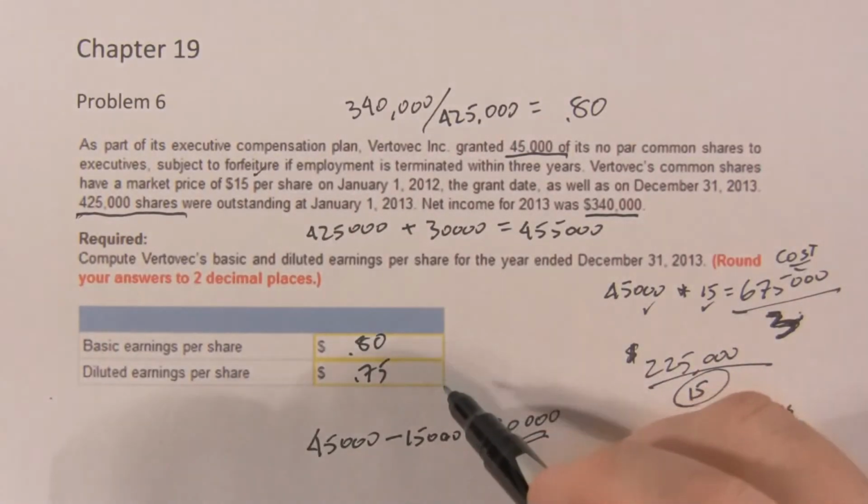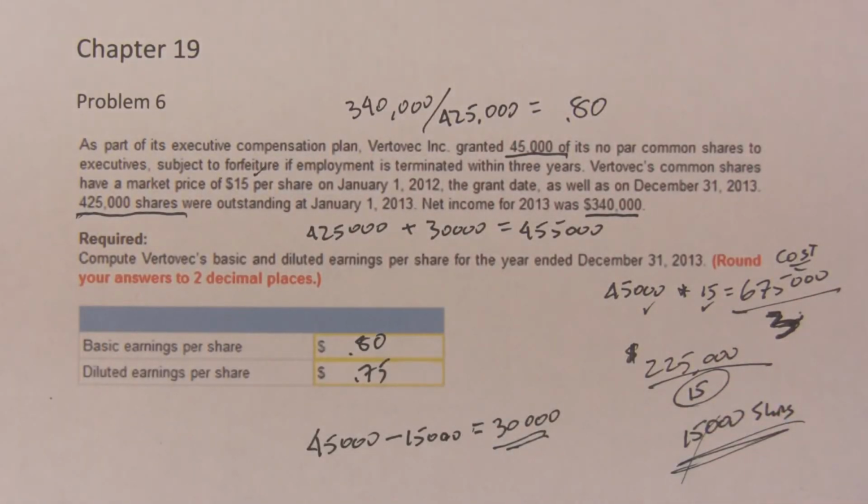75 cents per share. The trick there was you had to figure out how much unexpensed compensation was still out there. Then you had to assume that you took the proceeds, bought the treasury shares.